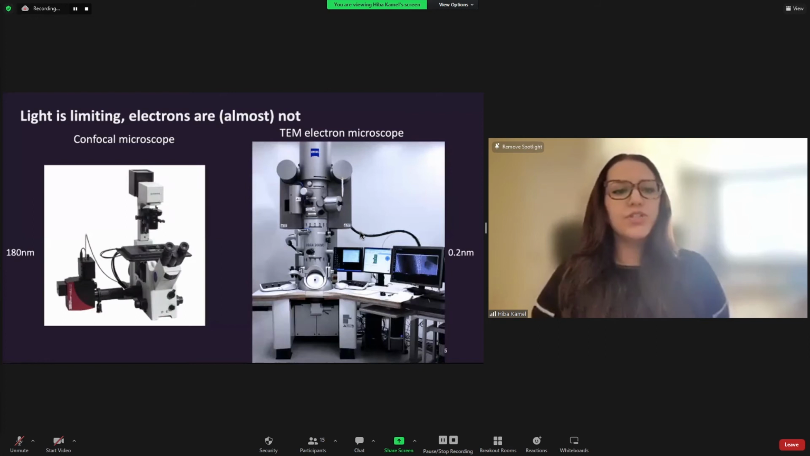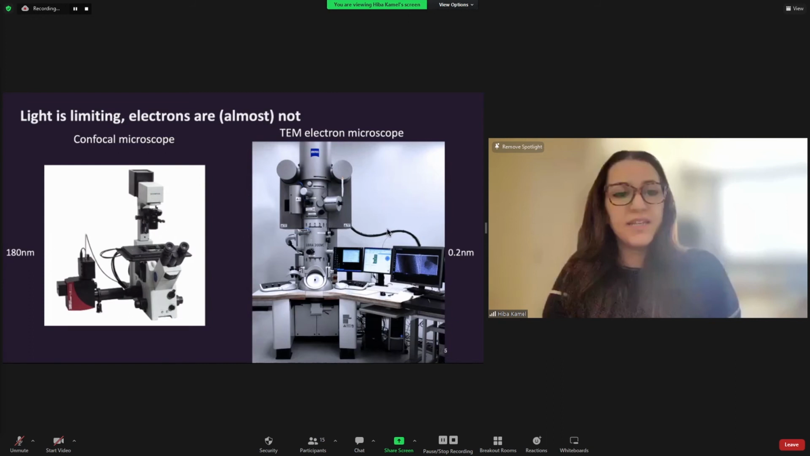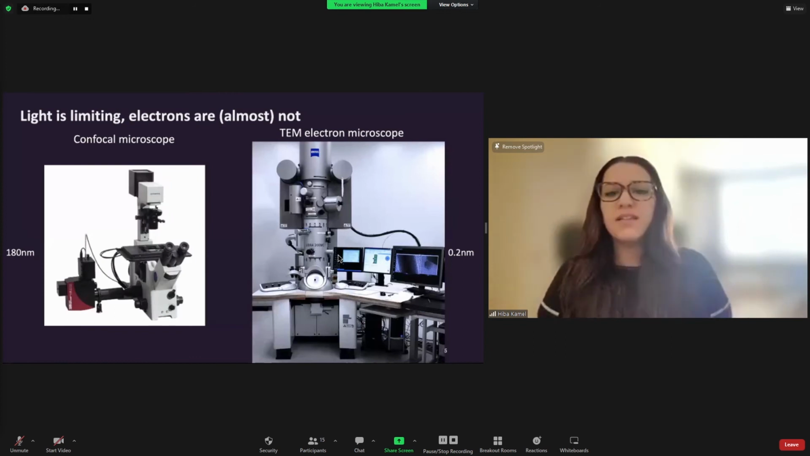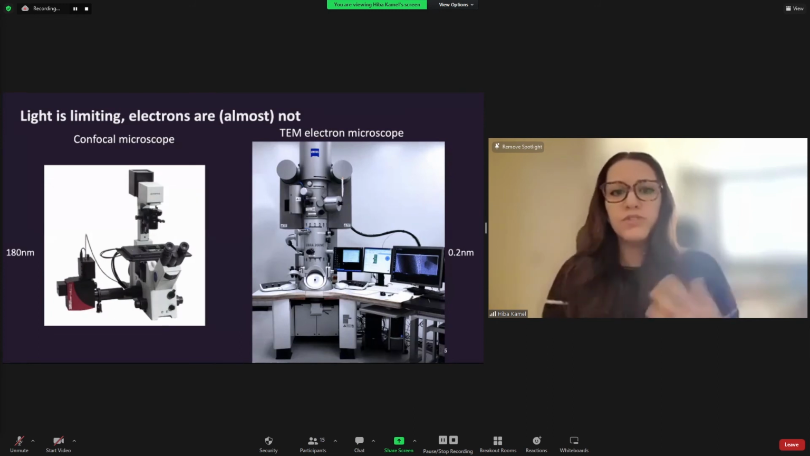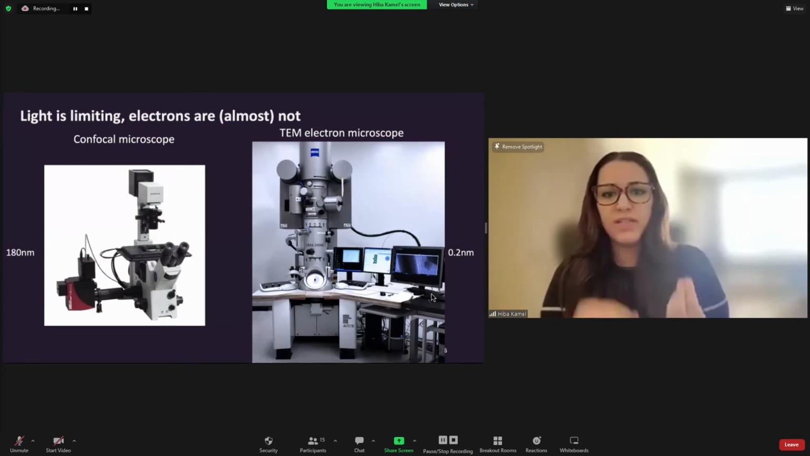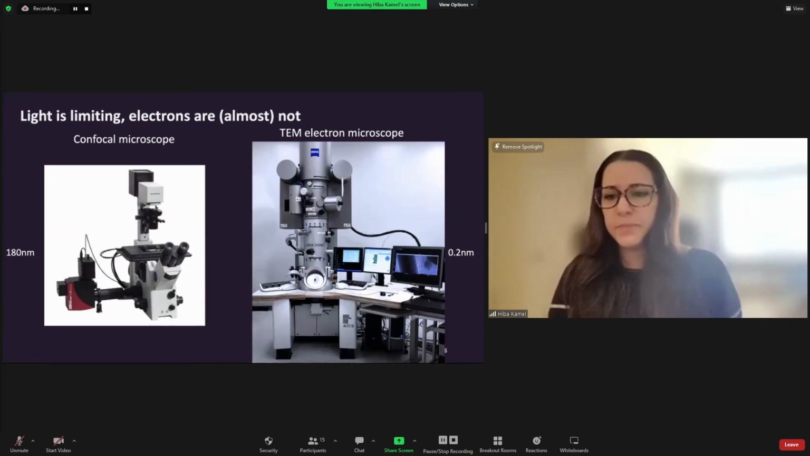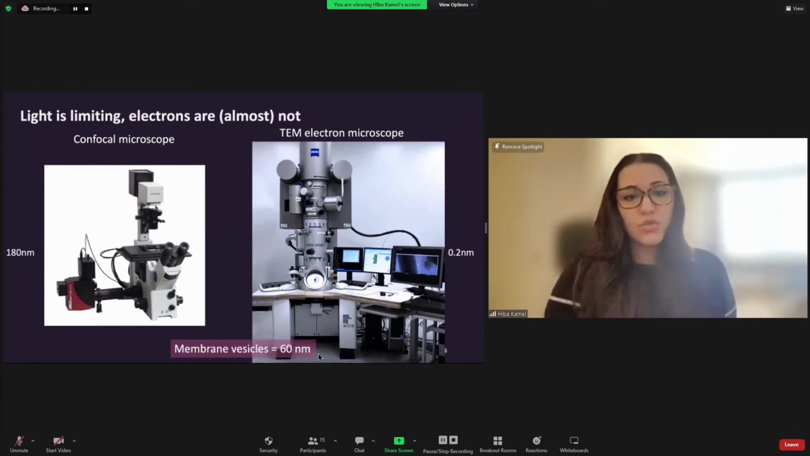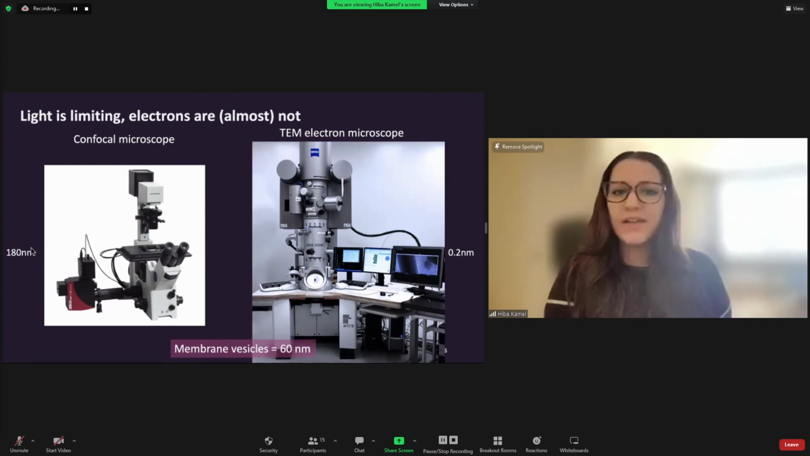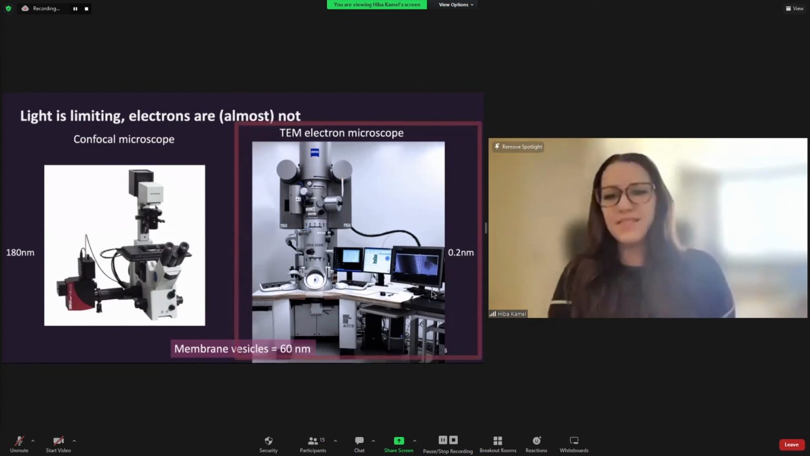Let's look at the resolution limit. This one's resolution limit is 180 nanometers, whereas this one's resolution limit is 0.2 nanometers. All that means is that the smallest distance it can observe is 0.2 nanometers, which is extremely small, way smaller than what this other one can resolve. My membrane vesicles are about 60 nanometers, so they are smaller than the smallest thing this one can resolve, but bigger than the smallest thing this one can resolve. So I'm picking this microscope.